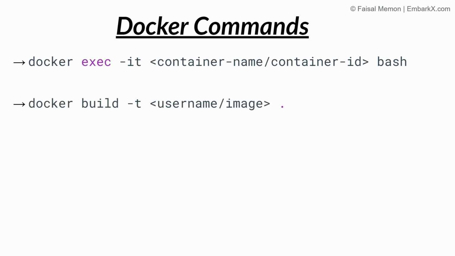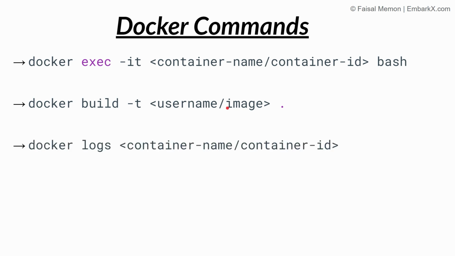Then you have docker build -t username/image. This is used to build an image from the Dockerfile. So if you have a Dockerfile in the current directory, the dot over here specifies the current directory. It picks up the Dockerfile and creates the image, and the image is created with this name. Then you have docker logs.